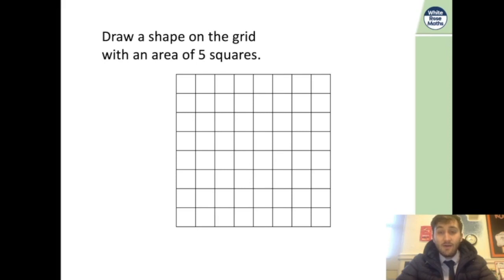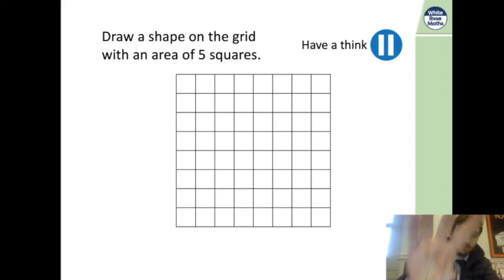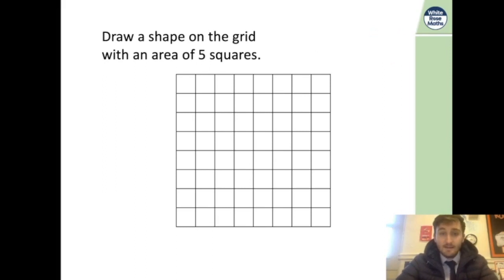So now, again, on your squared paper, I would like you to draw a shape on the grid with an area of 5 squares. Give that a go. Pause. Okay. So this is my shape that I've made. It's a rectangle and it's got 1, 2, 3, 4, 5. I might have drawn a different shape with 5 squares. Yours again might look different, but as long as it has got an area of 5, that is perfect.